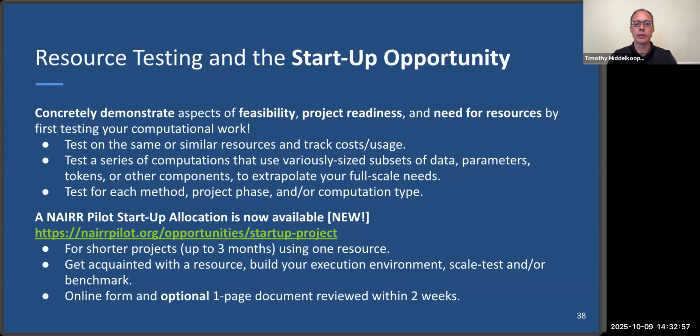One way to test is to use systems already available to you on your campus, or leverage startup and testing options available from many of the resource providers who offer such access for these exact purposes. The NAIRR Pilot also offers a startup project opportunity for a subset of resources to help you prepare for larger allocations. Startup allocations can be made for durations of up to 3 months and are smaller, lighter weight requests for testing. To apply, navigate to the Startup Project page found under the Current Opportunities menu on the NAIRR Pilot website and complete the form. A review decision should be made within 2 weeks.